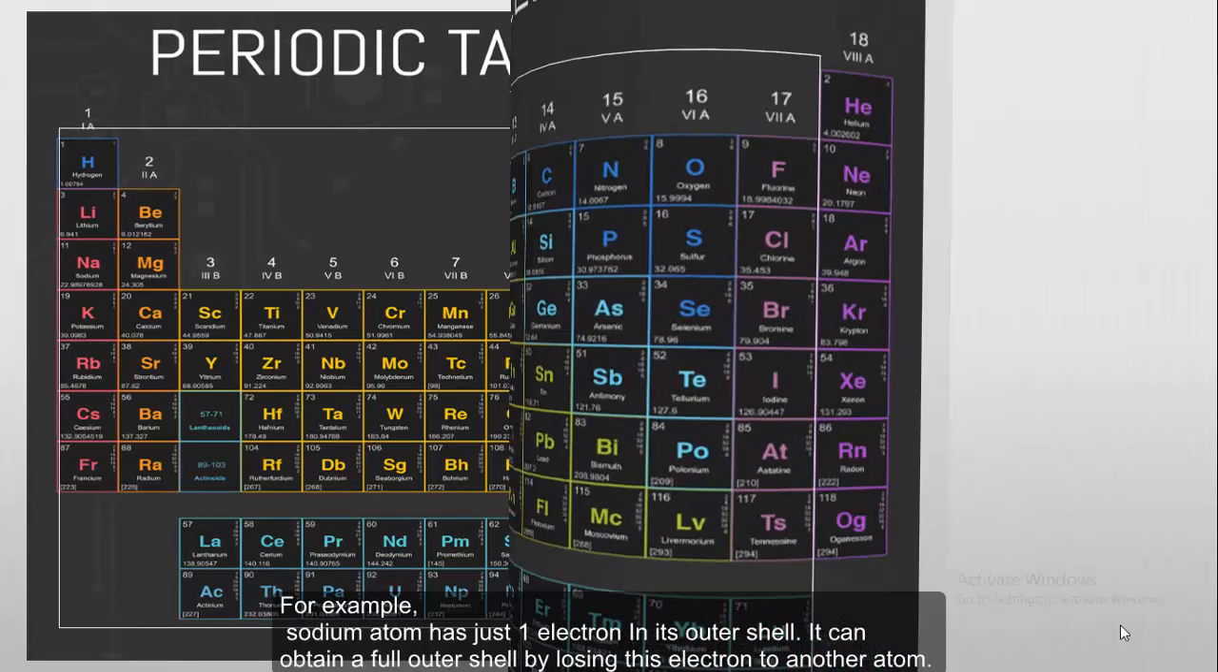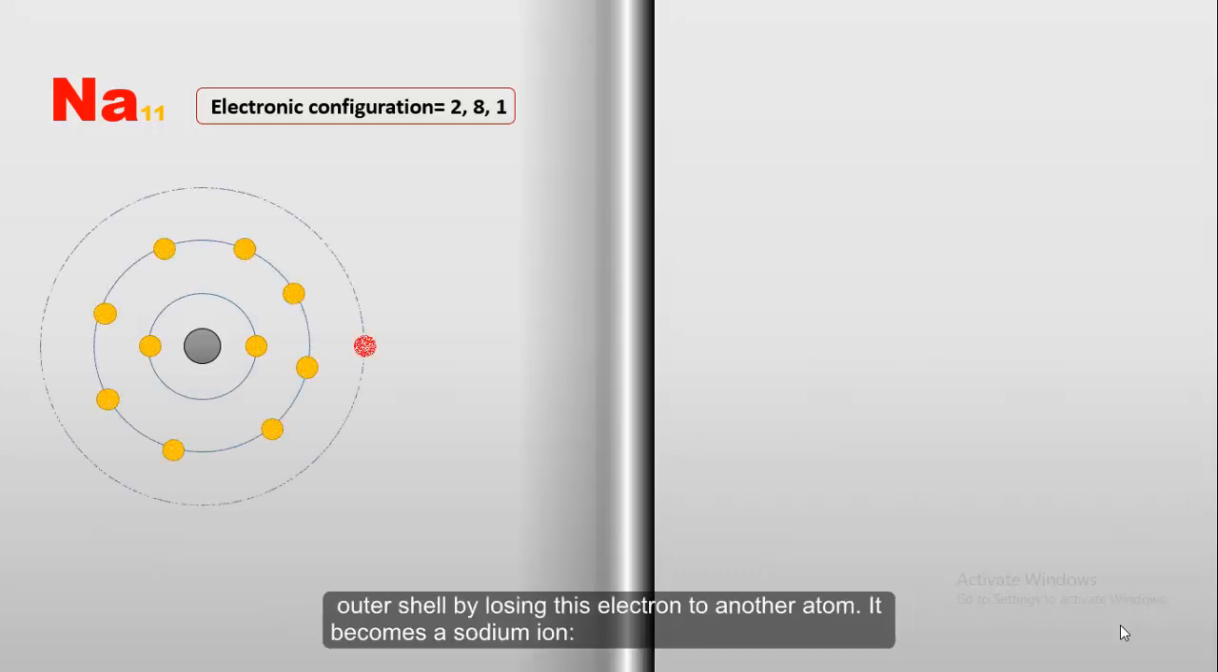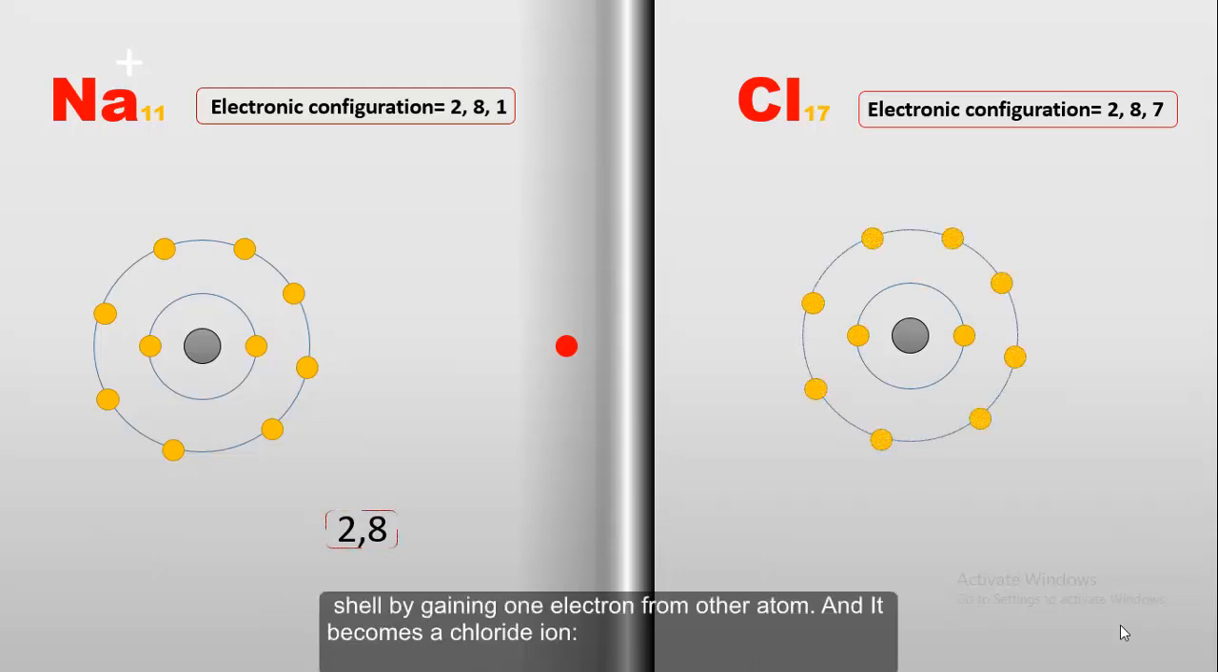For example, a sodium atom has just 1 electron in its outer shell. It can obtain a full outer shell by losing this electron to another atom. It becomes a sodium ion. Similarly, a chlorine atom has 7 electrons in its outer shell. It can obtain a full outer shell by gaining 1 electron from another atom. And it becomes a chloride ion.